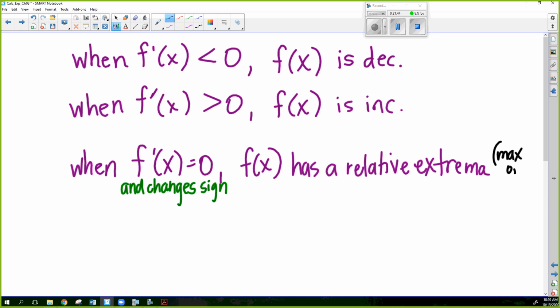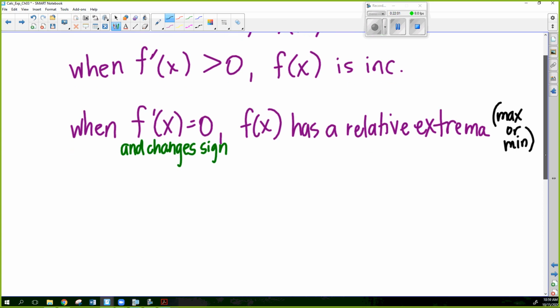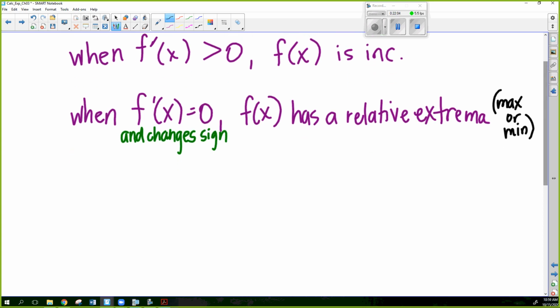Max or min. How do you think you know if it's a max versus a min? What if you don't have the graph? Looking at whether it starts off positive. All right, so we have a max on f. I guess we could say relative max. We have a relative max on f.